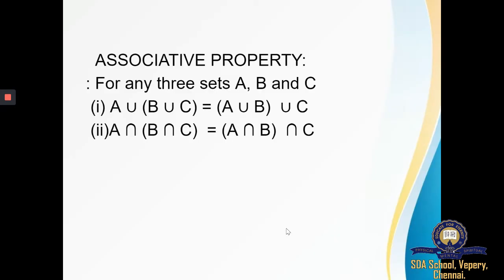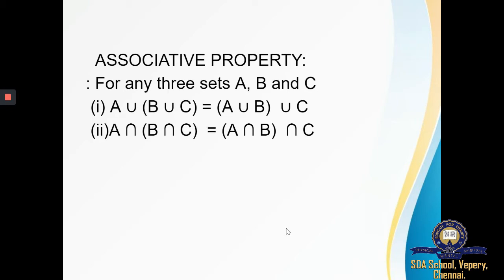Next, let's move on to the next property, which is called the associative property. What is the difference between the commutative property and the associative property? The commutative property deals with two sets, whereas the associative property deals with three sets, namely A, B, and C. So, in this case, we are trying to say that the union of three sets is associative. Likewise, the intersection of three sets is also associative.